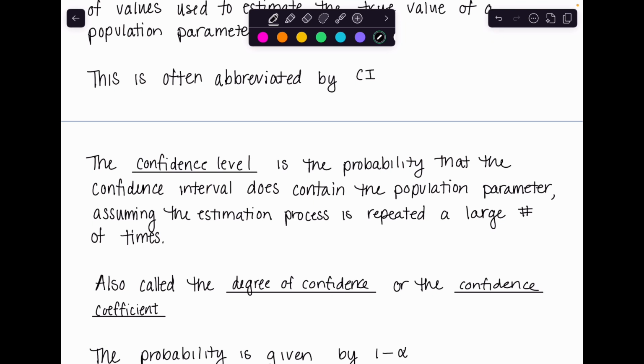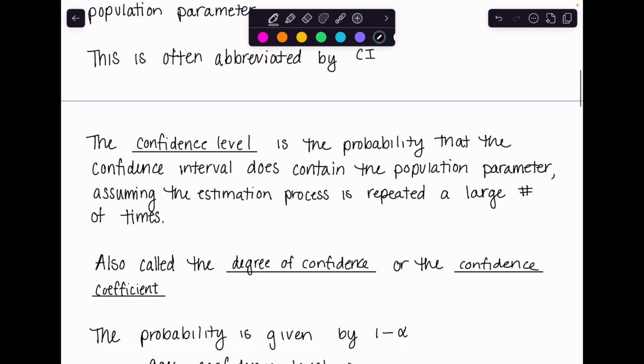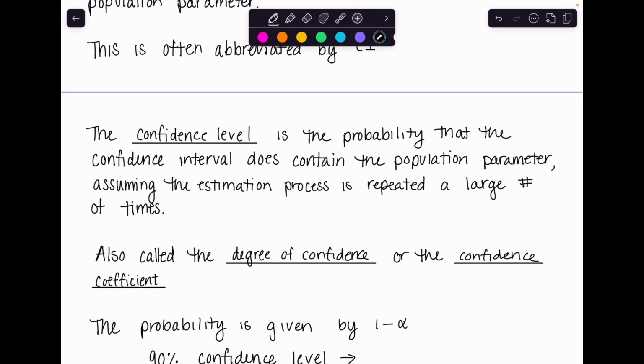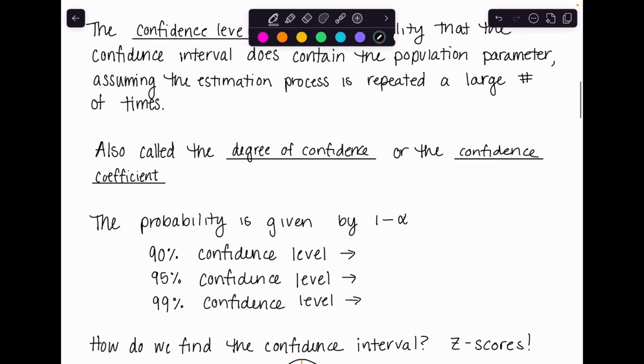So we have a bunch of different confidence levels, but that probability is given by something called 1 minus alpha. Essentially, we're going to see that there are 3 main confidence levels that are used pretty worldwide, but you can find other confidence levels. So we can have 90% confidence levels, 95% confidence levels, and 99%. These are the 3 most common. But you can still have something like an 80% confidence level. It's just not as nice because 90% is a much better number.